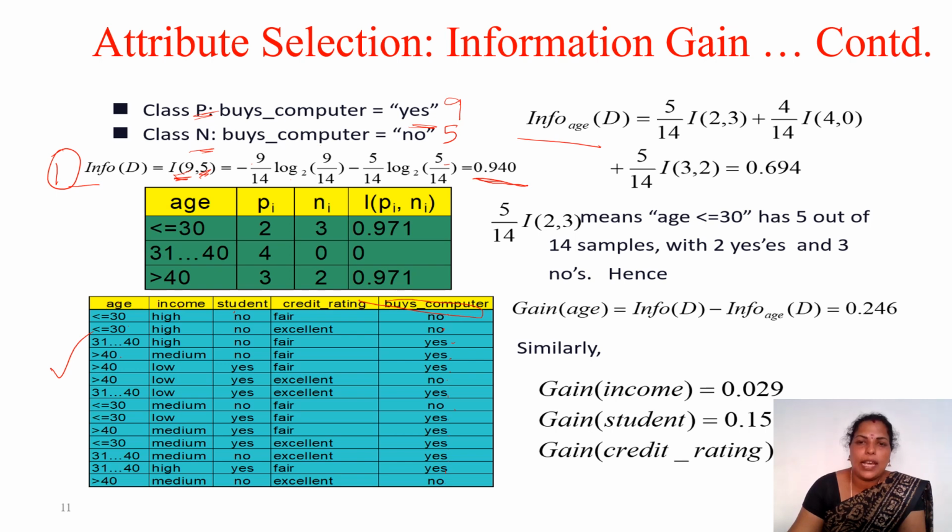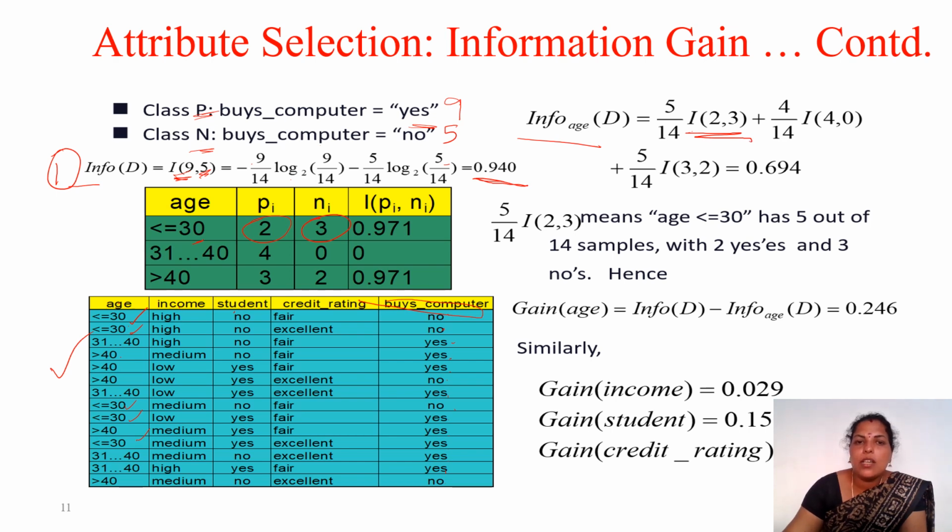That is info of age of D. You have to count for each category. We have to count less than or equal to 30. How many values are available? 1, 2, 3, 4, 5. 5 are there. Among these 5, how many positive and negative? 2 positive and 3 negative classes are there. So for this you have to find I of 2, 3. Are you able to get it?